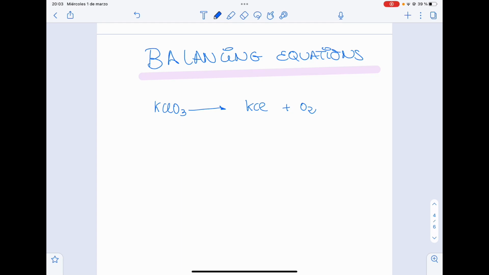Hello, I'm doing this video for you to review how to balance an equation. So the first thing that you need to know to understand this type of exercise is that atoms can neither be created nor destroyed. This means that they only mix with other elements, okay? So you need the same number of atoms in the reactants and in the product.